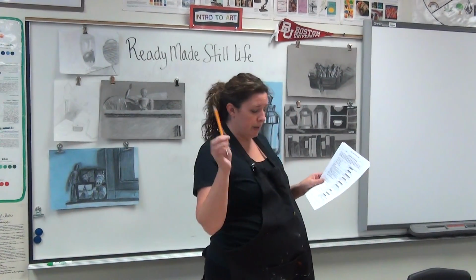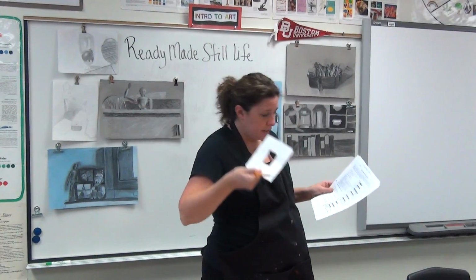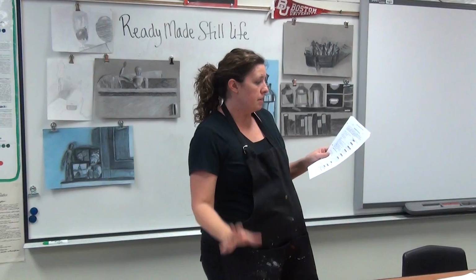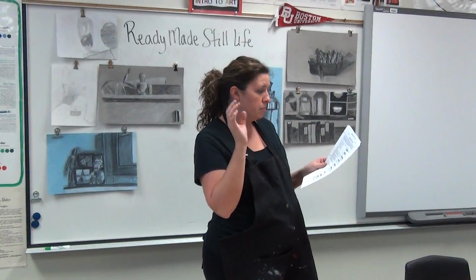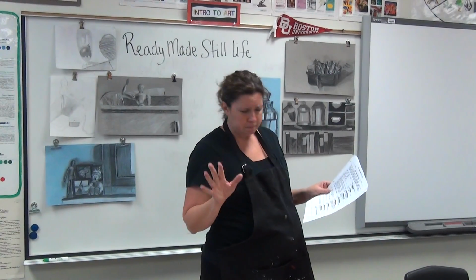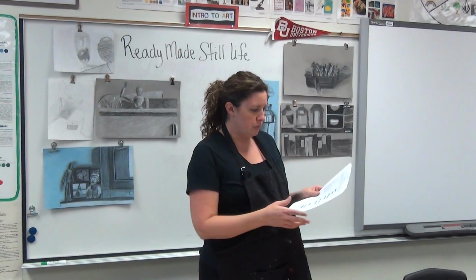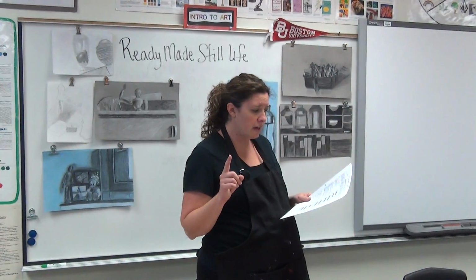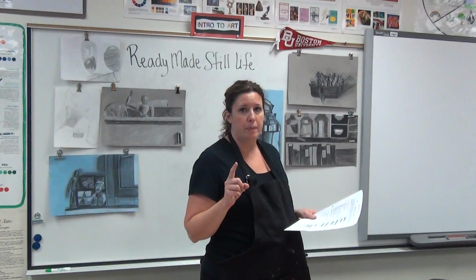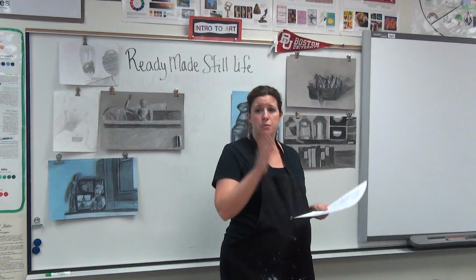You're going to use a number 2 pencil, a viewfinder, 9x12 white drawing paper, sketch paper, blending tools, rulers, a drawing board if you need it. We'll see about that, and then regular erasers. A still life is a grouping of inanimate objects to be drawn or painted. So you need to have at least 3 objects.